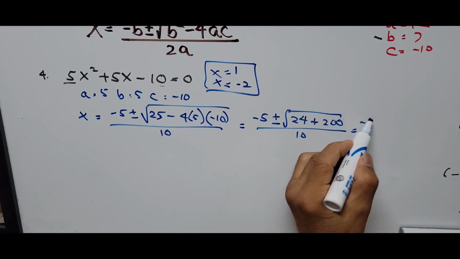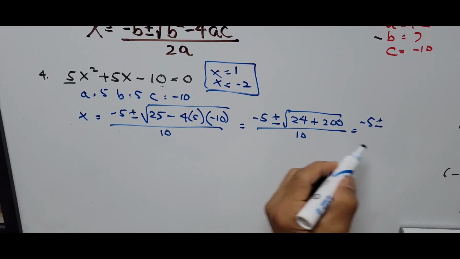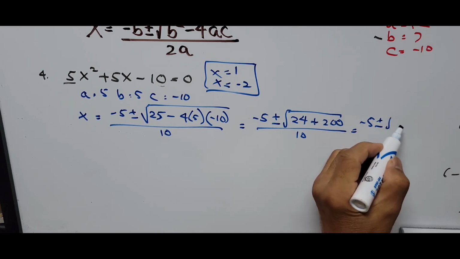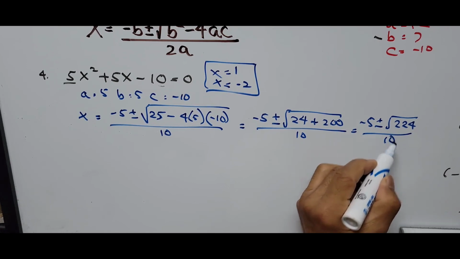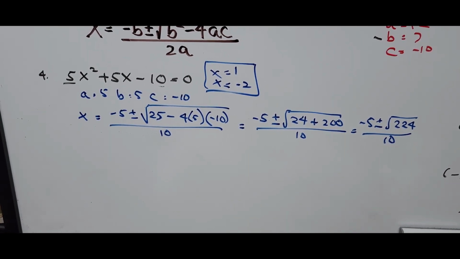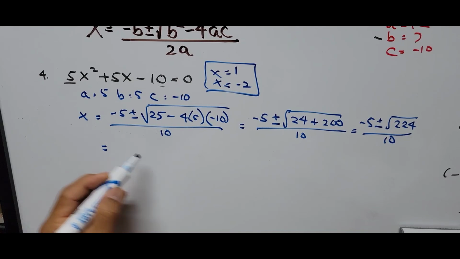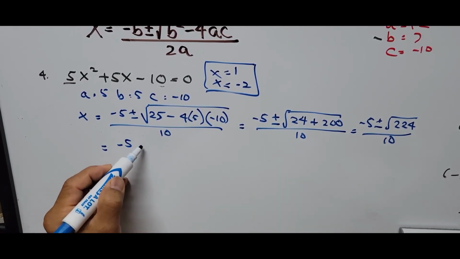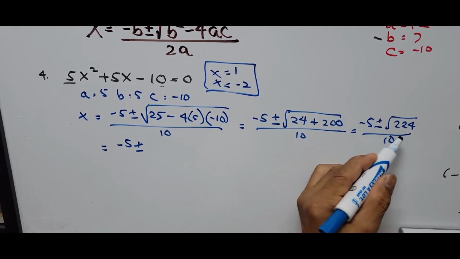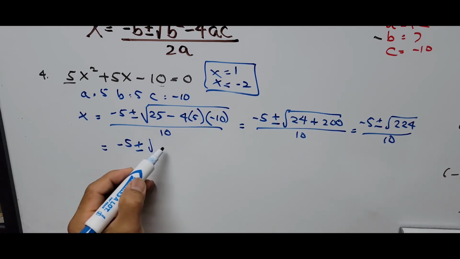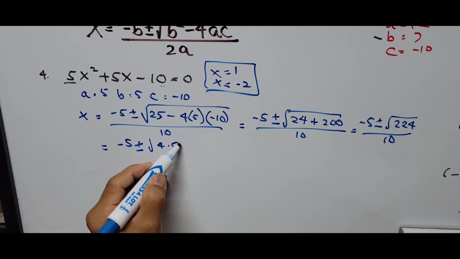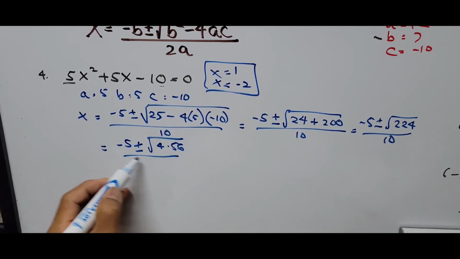That's equal to -5 plus or minus the square root of 224 divided by 10. And we got it over here. So -5 plus or minus the square root of 224, which can be factored as 4 times 56. So 4 times 56 divided by 10.